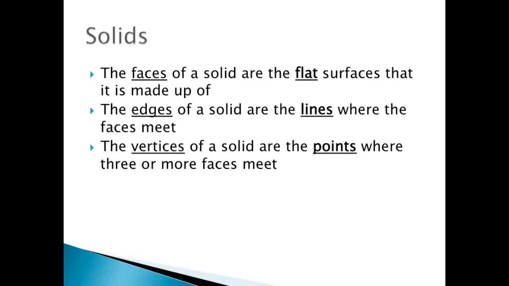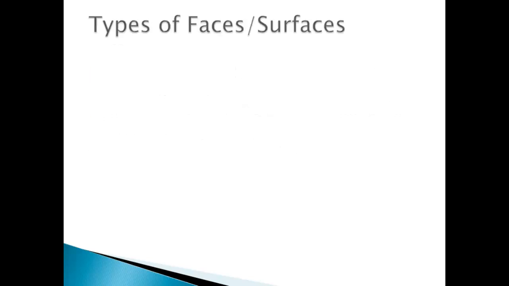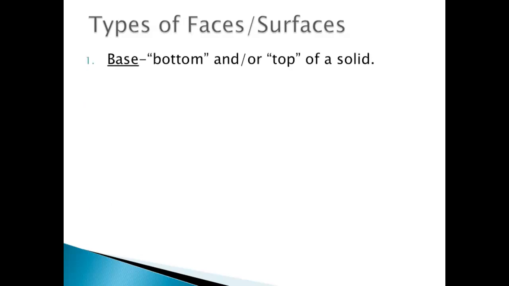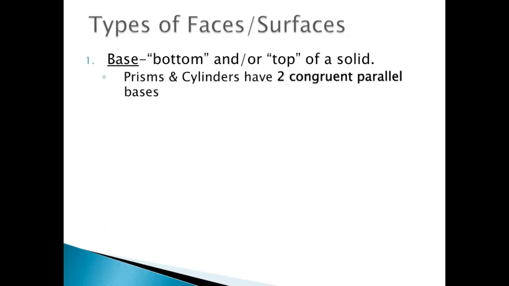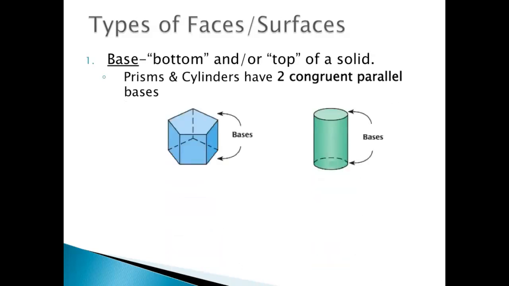Now let's talk about different types of faces and surfaces. So the first kind that you'll see is a base. This can be the bottom and or the top of a solid. So for example, prisms and cylinders have two congruent parallel bases. So here's an example that you can see visually. There is a surface that's up at the top and one on the bottom.